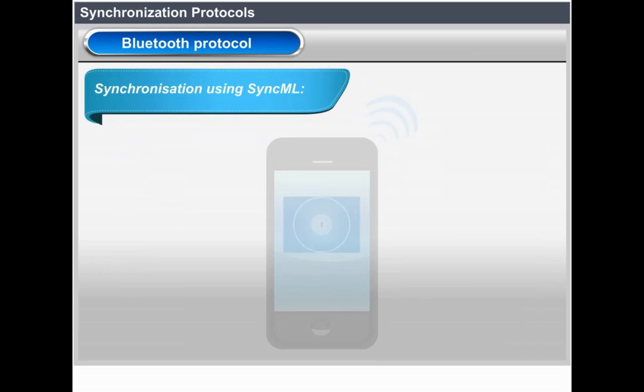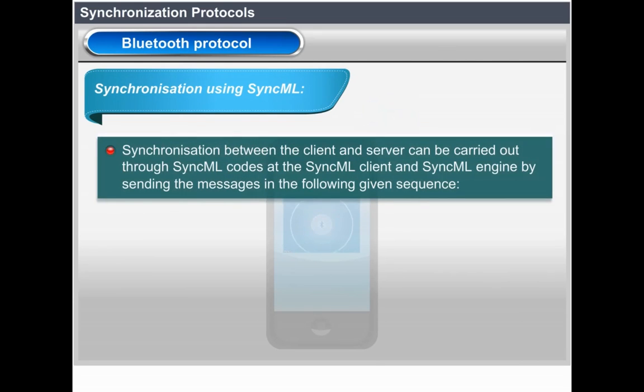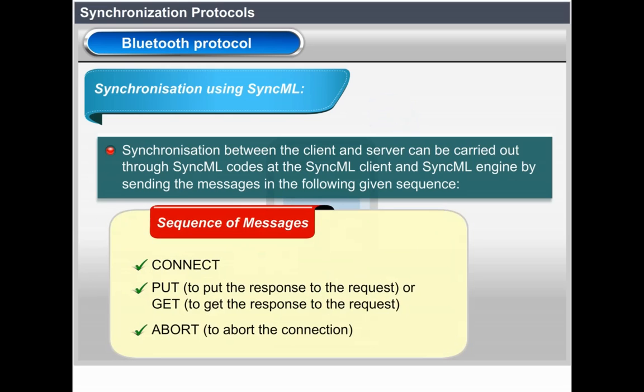Synchronization using SYNC-ML. Synchronization between the client and server can be carried out through SYNC-ML codes at the SYNC-ML client and SYNC-ML engine by sending the messages in the given sequence. Sequence of messages: connect, put to put the response to the request or get to get the response to the request, abort to abort the connection.